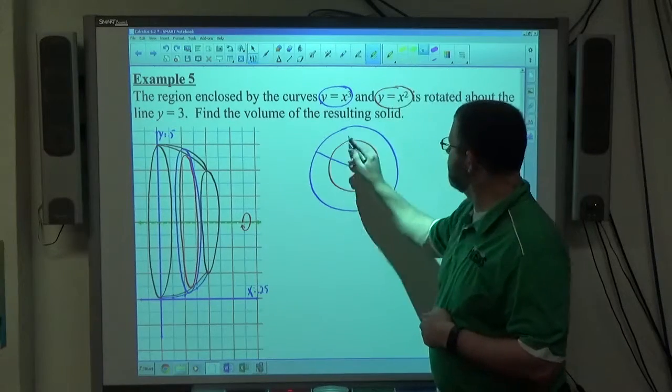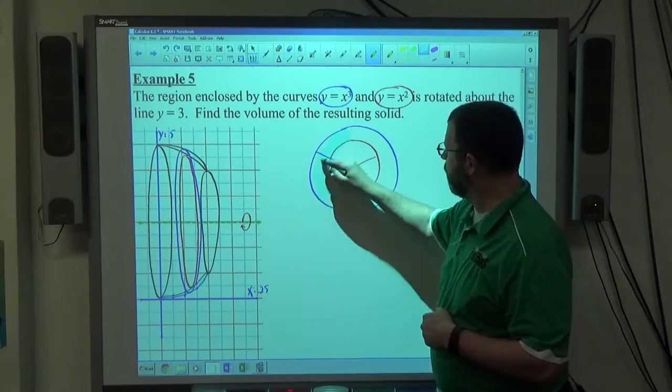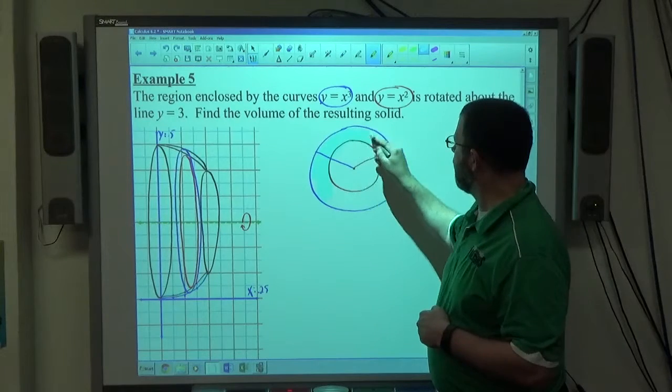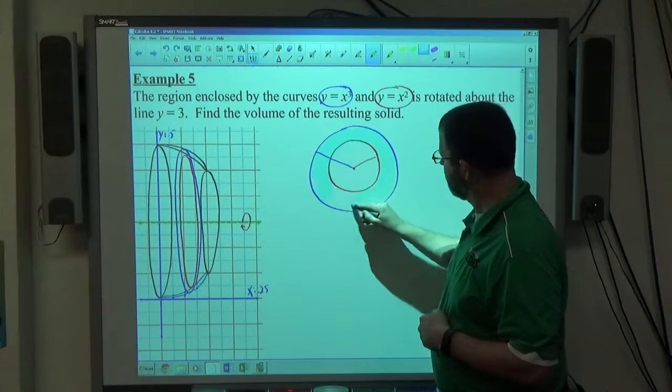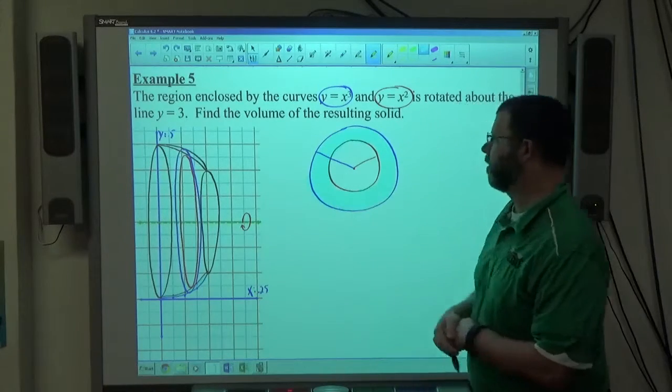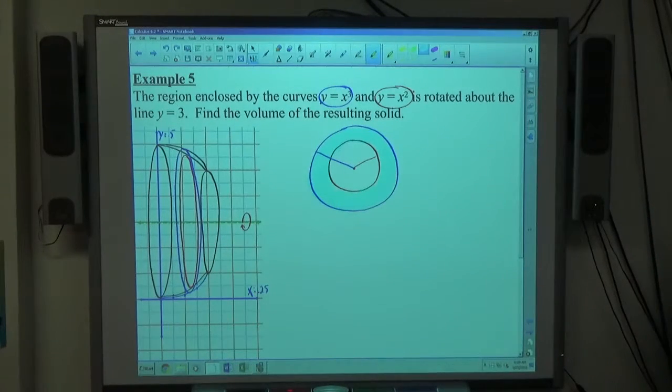And the area that we're looking at is the in-between of the two circles. Like so. Now, again, the radii are where we get a little creative.